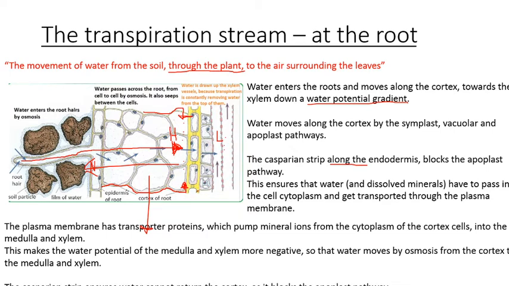The Casparian strip as well: once water does get this way, it can't just escape back down the apoplast pathway because you've got the Casparian strip blocking it. The Casparian strip is impermeable, so water can't get across. But it can get through the cells. It just can't get round the cells. So that's how water actually gets into the root. And once it gets into the root, it needs to move upwards.